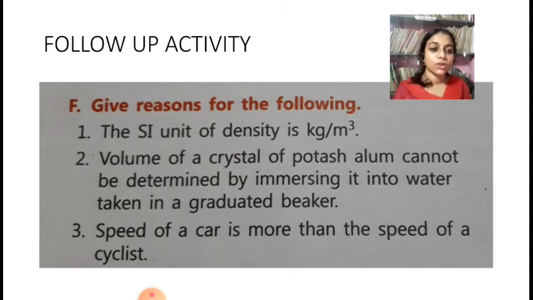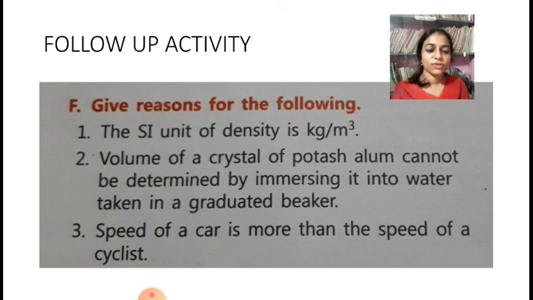First one is: the SI unit of density is kilogram per meter cube. We all know that the unit of density is kilogram per meter cube. How? The formula for finding density is mass by volume. The SI unit of mass is kilogram, and the SI unit of volume is meter cube. So the SI unit of density is kilogram per meter cube.